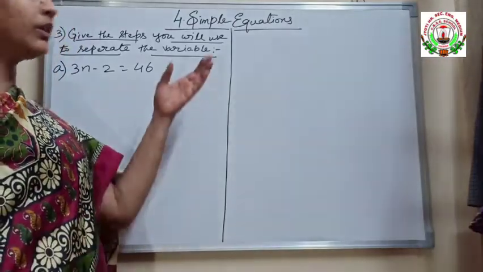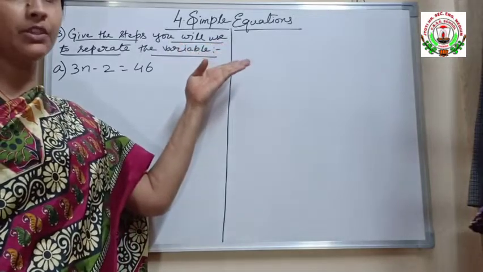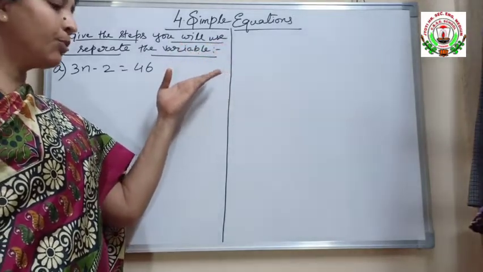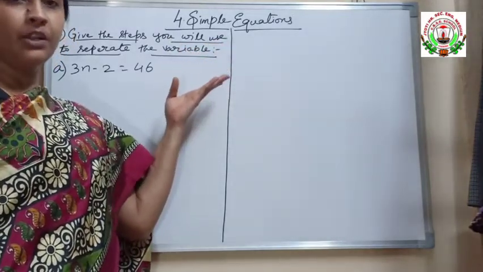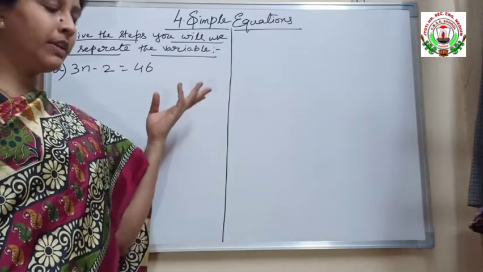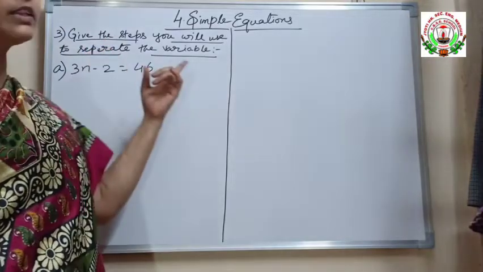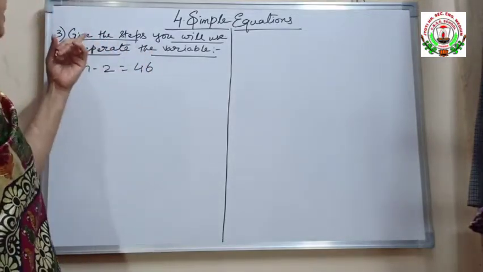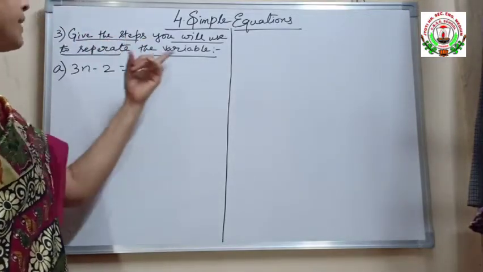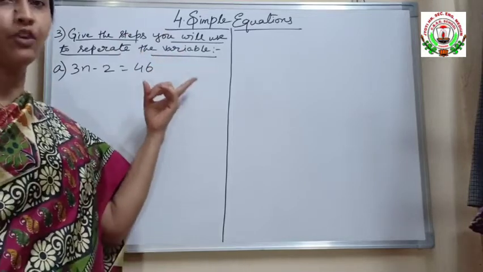See, we are doing our chapter number 4, simple equations, and exercise 4.2. We have already done the first and second question in the last video. Now I am continuing with the third question. See, they have given: give the steps you will use to separate the variable. We have to find the value of the variable.